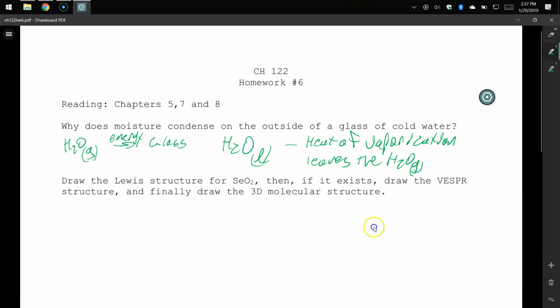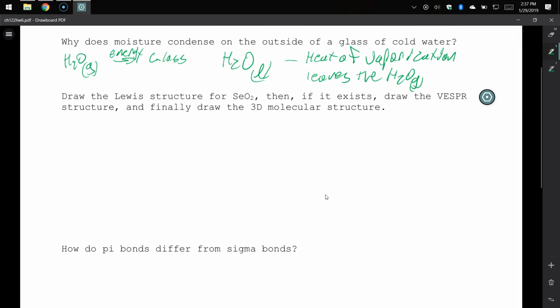So we've got selenium dioxide, and then if it exists, draw the VSEPR structure. Okay, so how many valence electrons do we have for the selenium? 6. Six here, plus 6 times 2. So I've got 18 total electrons to deal with.